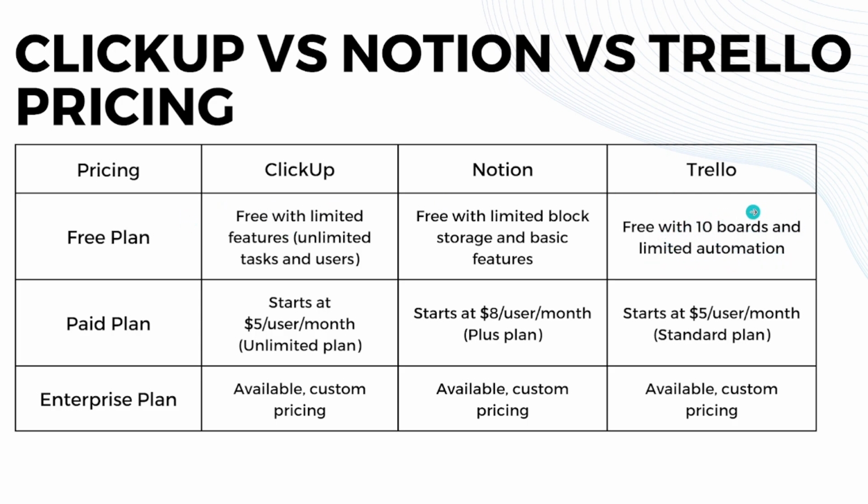10 boards only. For paid plans, ClickUp starts at $5 per user per month, which is the Unlimited plan, while Notion starts at $8 per user per month, which is the Plus plan, while Trello starts at $5 also per user per month, which they call the Standard plan.